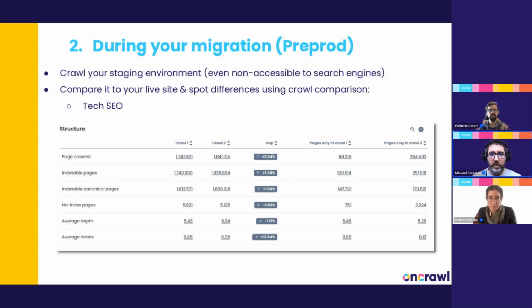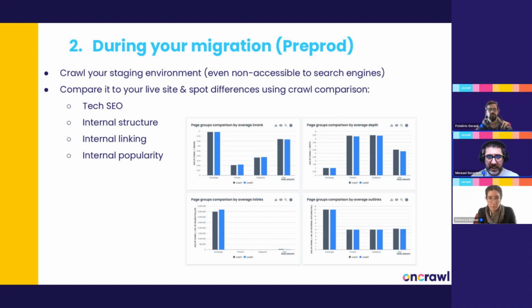So for each crawl 1, crawl 2, you will be able to check the number of pages crawled, the number of indexable pages, canonical pages, pages in no index, or the average depth, the average inrank, the average inlinks. So you will be able to monitor at each stage if you are making improvements or not, and be able to report it. As I said, internal structure, internal linking, and also internal popularity.